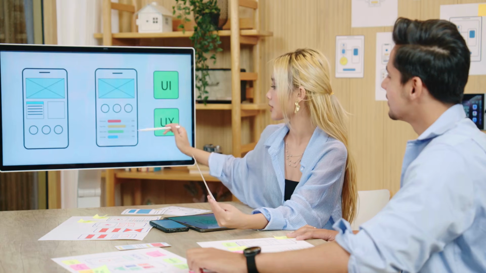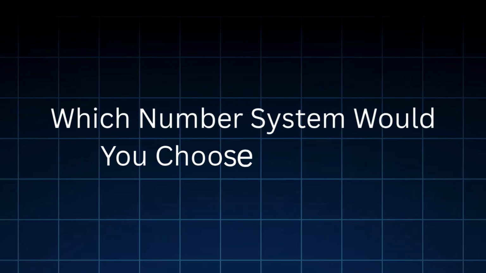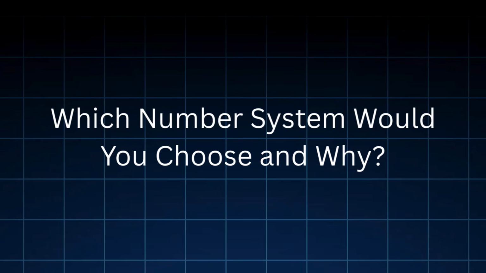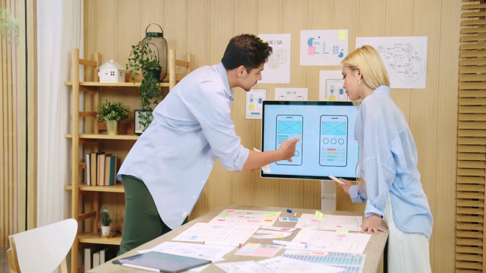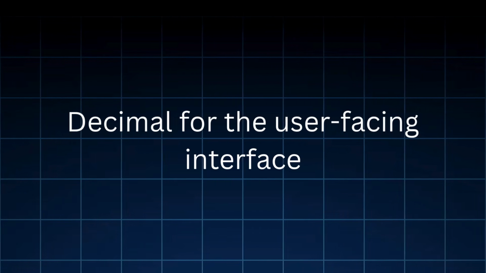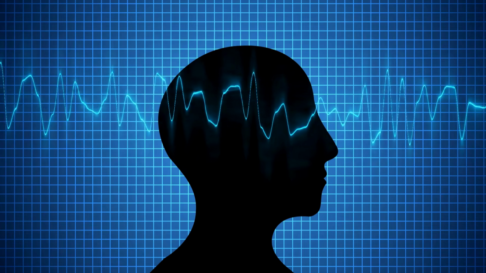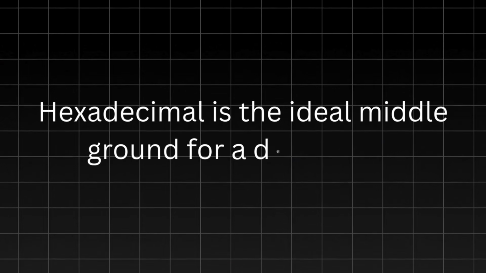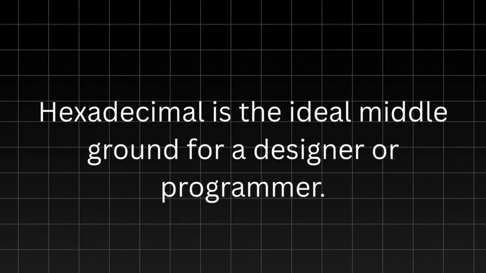And if you were designing an app, which number system would you choose and why? If I were designing an app, I would primarily use decimal for the user-facing interface because it's what people understand. But I would rely on hexadecimal for the actual development process. Hexadecimal is the ideal middle ground for a designer or programmer.